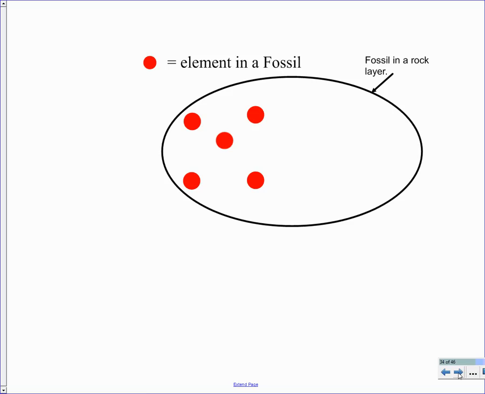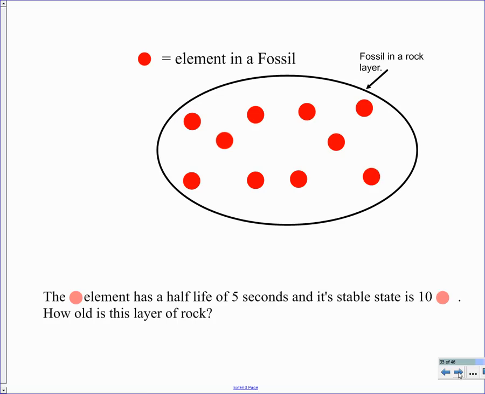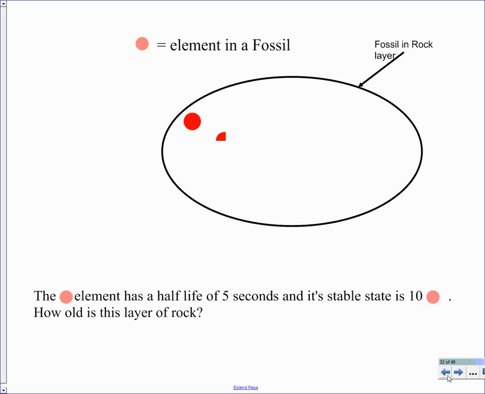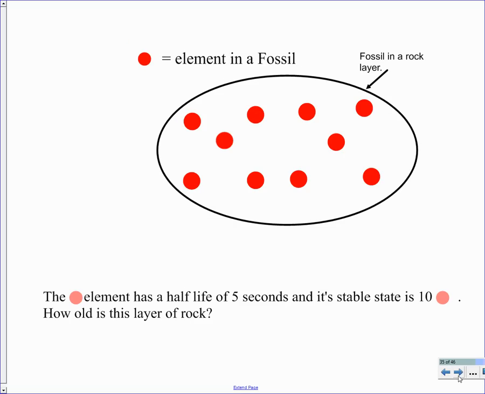No. So I go another 5 seconds, which gives me this. How many seconds have I gone back? 5, 10, 15 seconds in order for me to get stable. So it took how many seconds to get stable? 15, which means it will take 15 seconds to get back to what was originally there. So therefore, this is how old? 15 seconds. Got that? Okay. Very, very good.